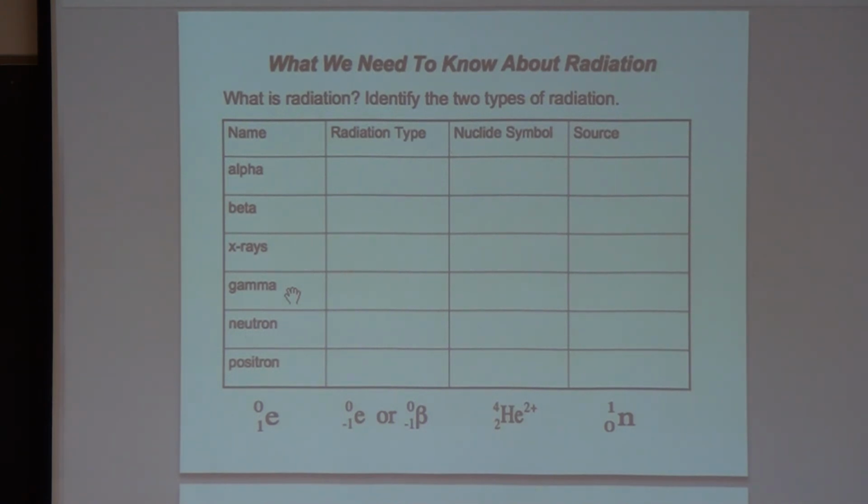You will see X-rays and gamma rays produced in a nuclear reaction, but it's actually not because of the nuclear reaction. It's because of something happening within the electrons and the atoms involved in that nuclear reaction. Then what about neutrons?